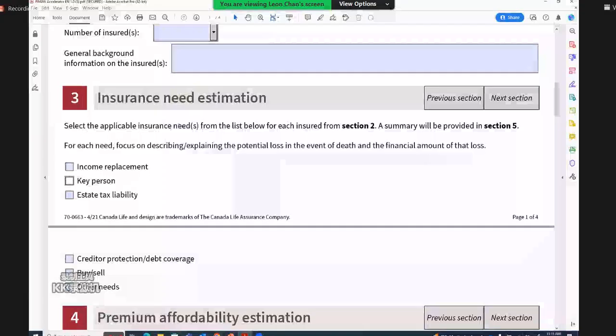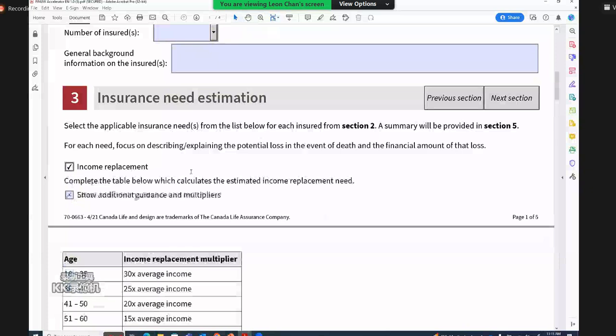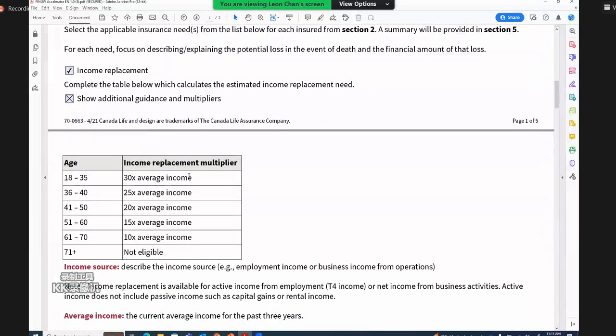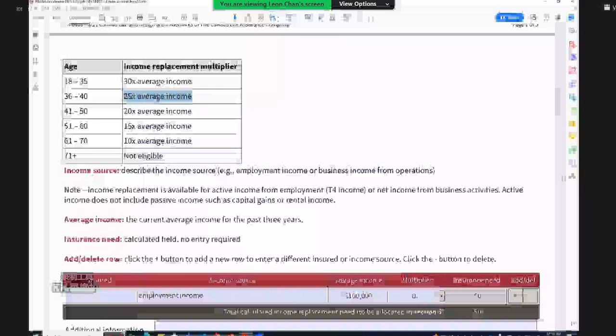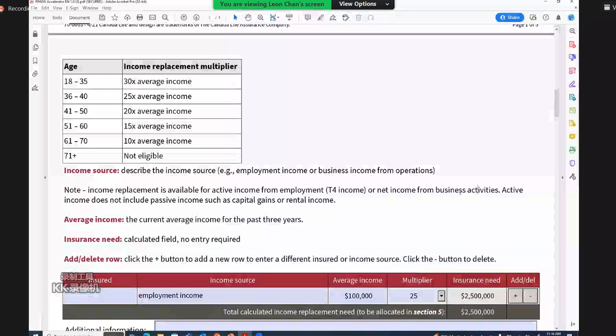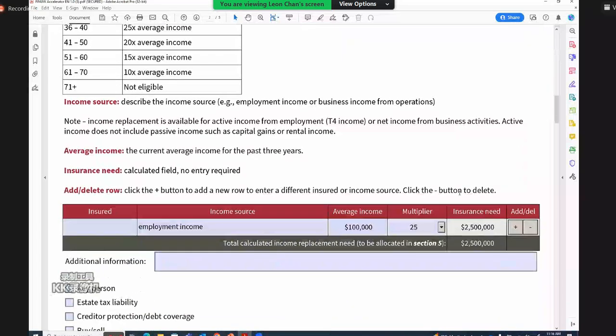Okay. So a lot of times after you've collected a lot of that information, let's say they're T1, you've taken a look at what type of income they earn, you've identified that income replacement is a potential need. This allows you to fill it in here according to the rules and guidelines per Canada Life, right? So what the income source is, say employment, average income, 100,000. And let's say, once again, he's in this age range, so the multiplier would be 25 times here. So you have an insurance need created.